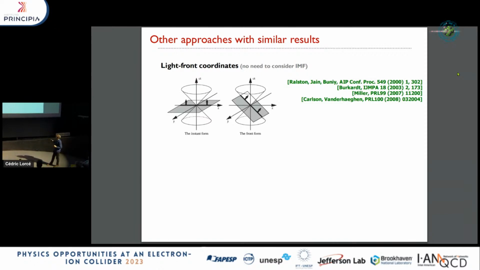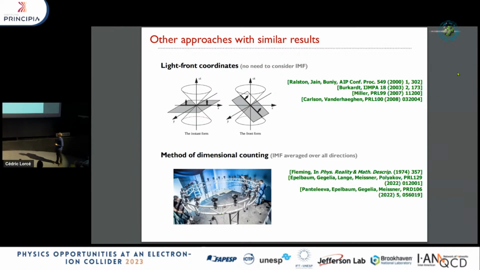One of them has been mentioned several times: the light front coordinates. You do not need to go to the infinite momentum frame, but it is essentially the same as looking at a system that moves with the speed of light. Instead, you can say, I take the system at rest, and I take an observer that moves with the speed of light. You get exactly the same picture. More recently, people also considered the infinite momentum frame and then averaged over all directions, so that you don't have only a 2D distribution, but you combine 2D distributions in all directions to reconstruct a 3D distribution. I won't go into much detail here.